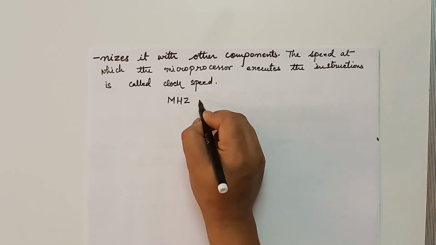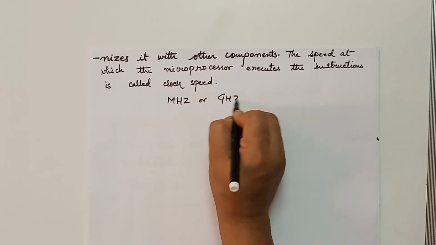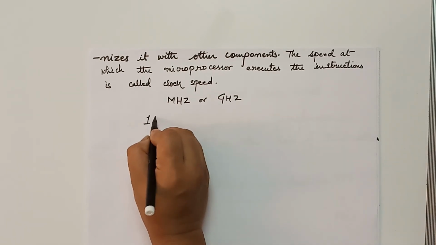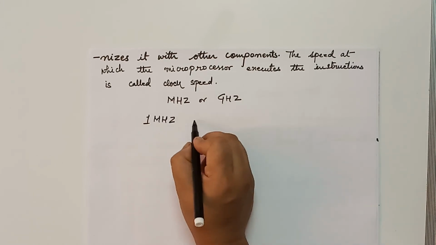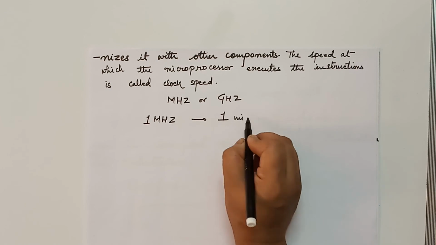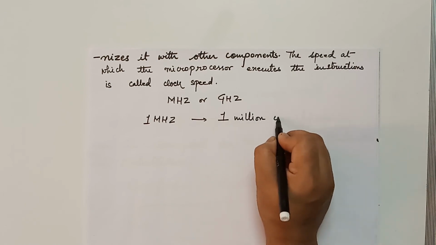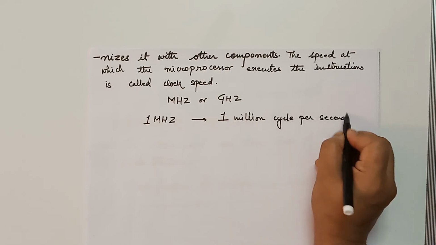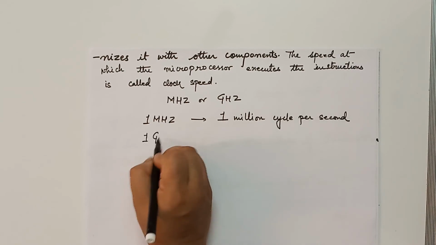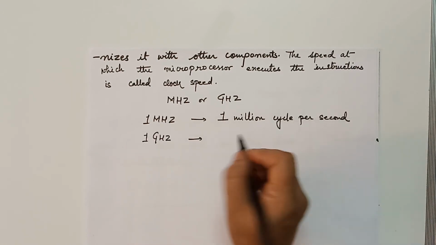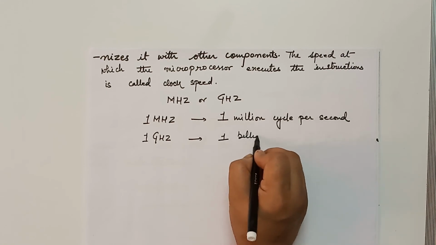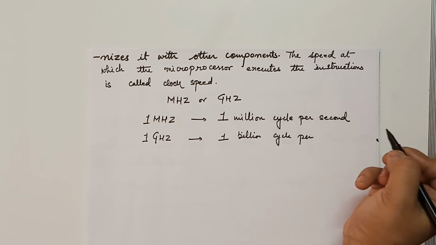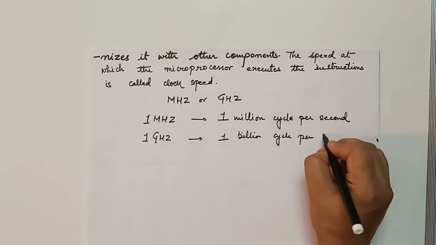megahertz or gigahertz. Fine. So if we say 1 megahertz, it means 1 million cycles per second. If we talk about 1 gigahertz, that means it is equal to 1 billion cycles per second.